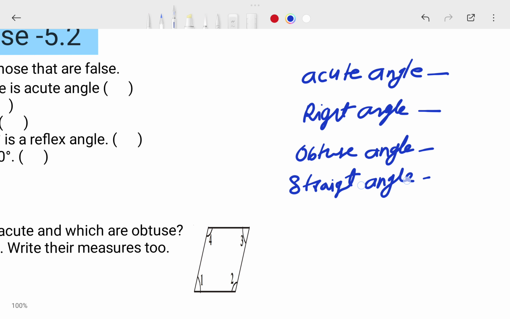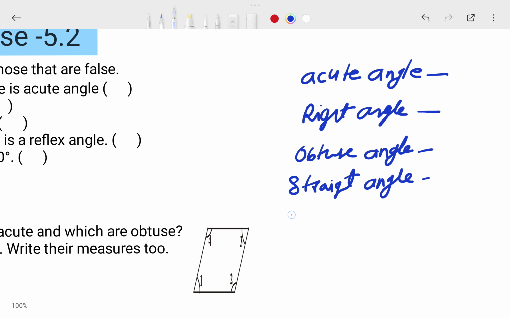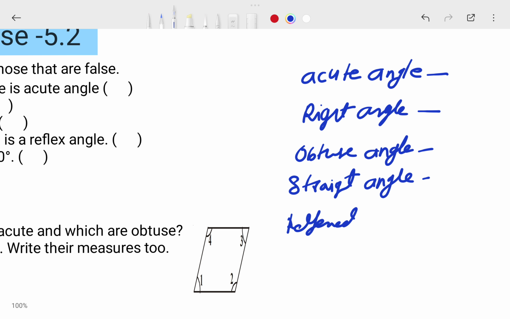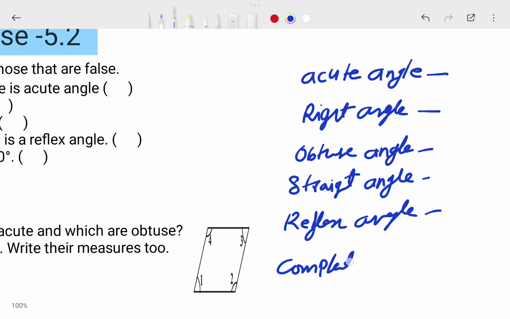After the straight angle, you should know about the reflex angle. Not reflected, it is a reflex angle. Actually my handwriting is not good here, but that is going to be the reflex angle. And then after, you should know about the complete angle.